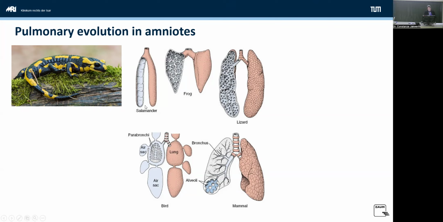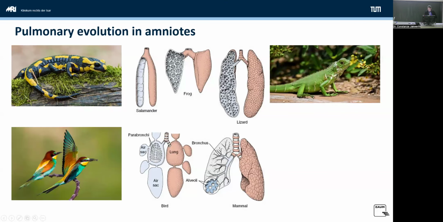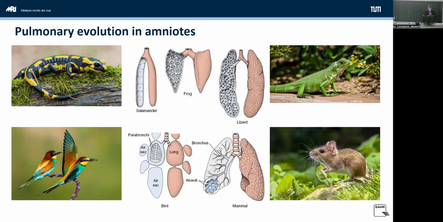In general, amphibians have these air sacs. The salamander you see has already two. The lizard actually started now to have multiple chambers. The bird had multiple air sacs, but only the mammal in the end has a lung-like organ like we know it, with the bronchial diversification and the alveoli endings.